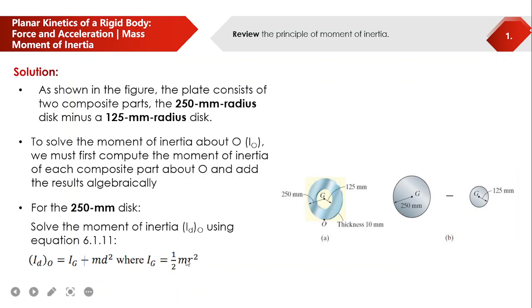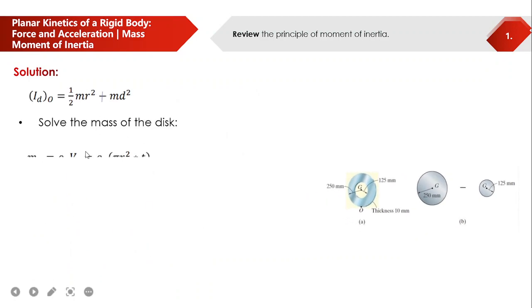Okay, dinerive na natin to. So to solve for the moment of inertia at the center of mass, I sub d sub O is equals to 1 half mr squared plus md squared. So with that, solve the mass of the disk. Then mass of the disk is equals to rho times the V sub d is equals to rho sub d times pi r squared times the thickness. That's the volume of the cylinder. Kasi nga meron siyang thickness, and then the area times the thickness. Yun yung volume of the whole disk.